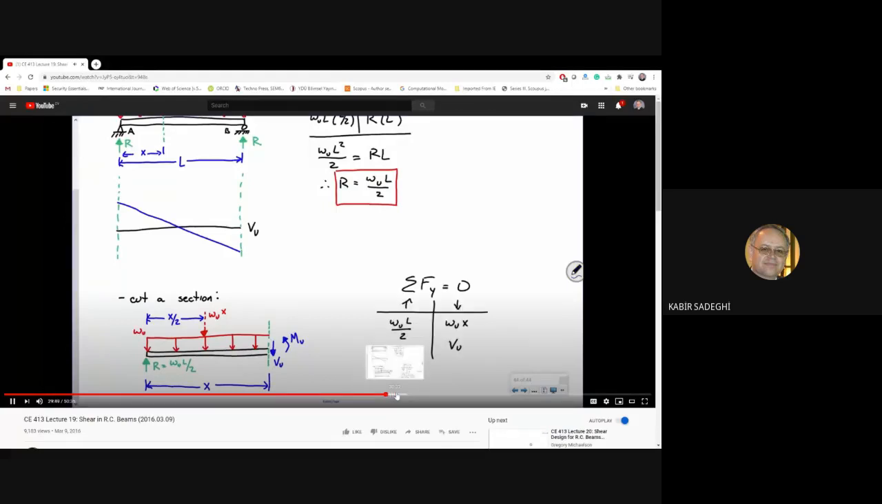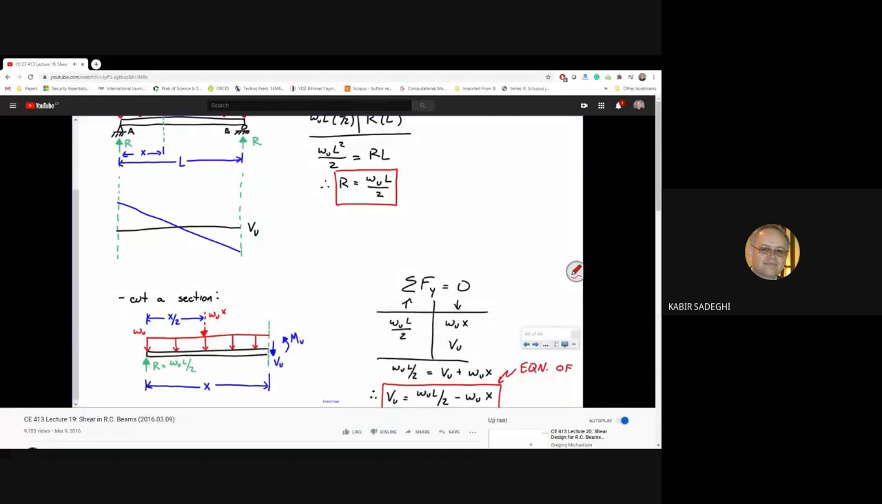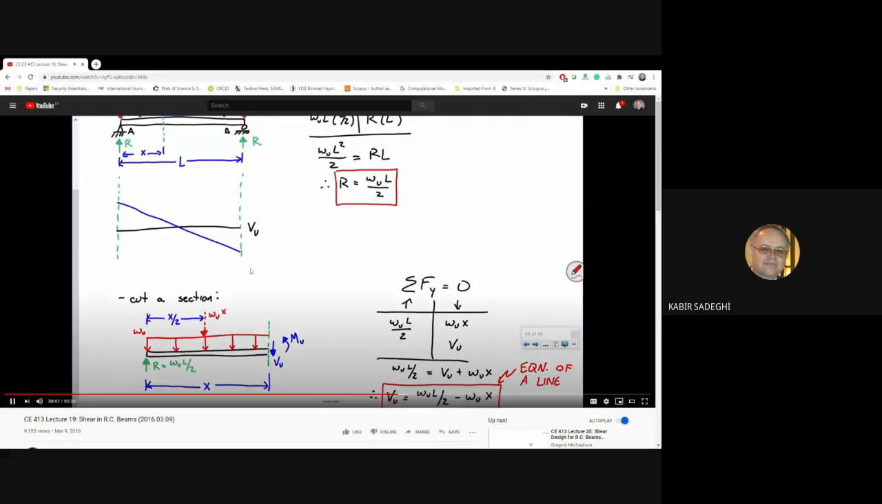So therefore, one thing I'll point out. With this method, we found one formula for VU. Okay. I told you, it's easy. You consider the similarity of the triangles. It's easier for you.